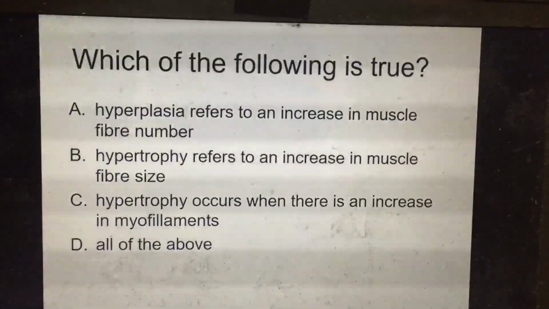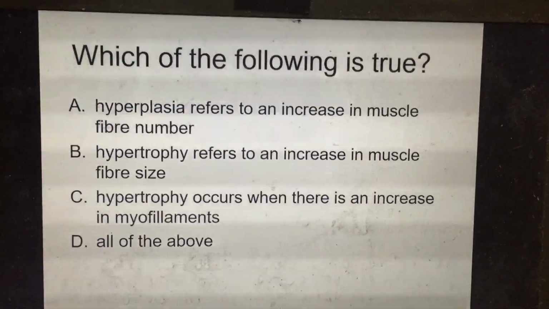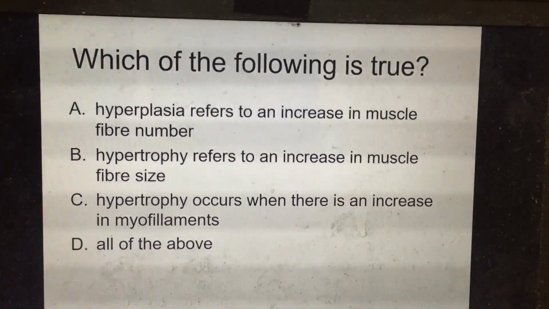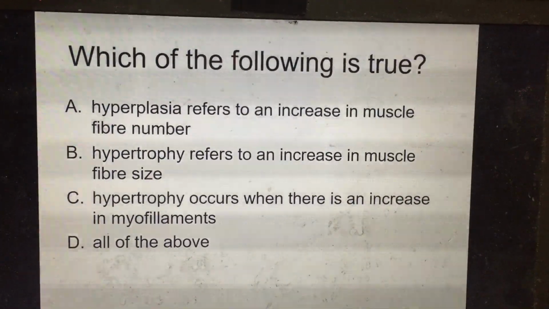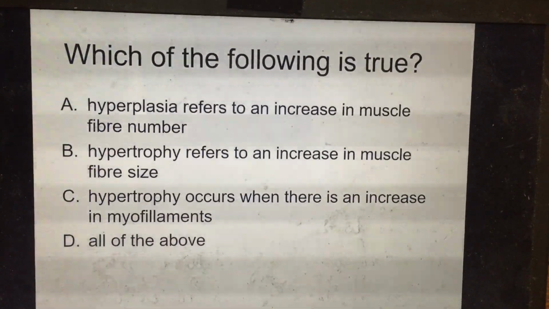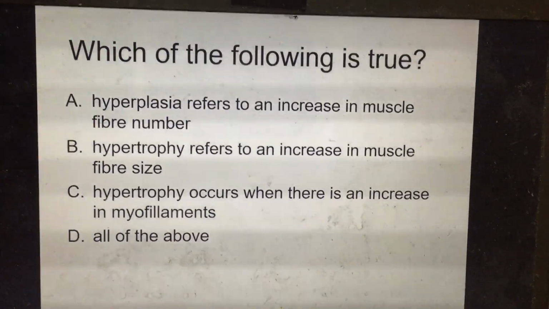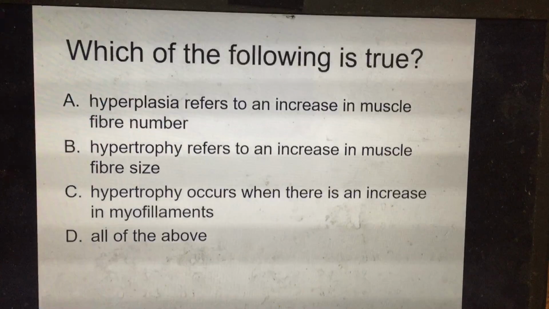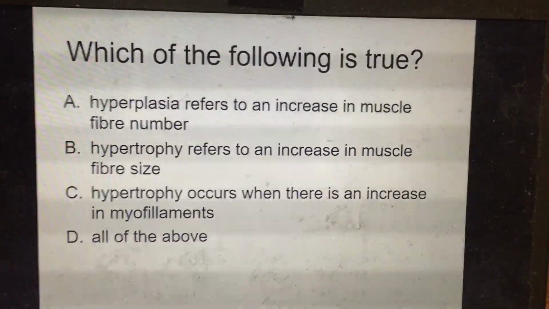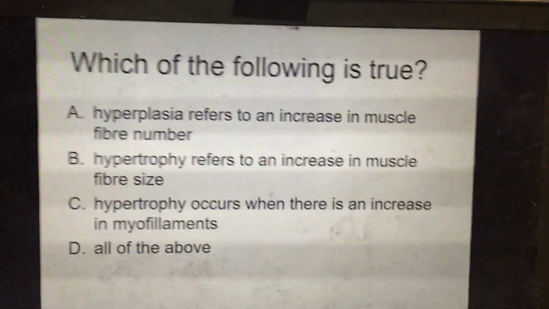So multiple choice question for you here. Which of the following is true? Hyperplasia refers to an increase in muscle fiber number. Hypertrophy refers to an increase in muscle fiber size. Hypertrophy occurs when there is an increase in myofilaments, or all of the above. The correct answer here is all of the above.